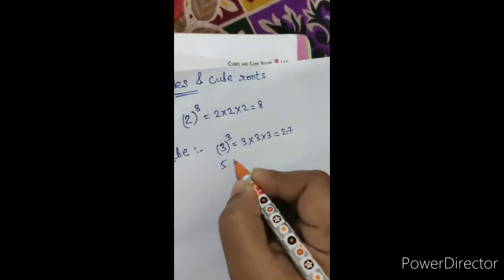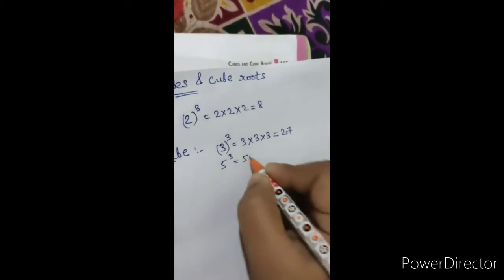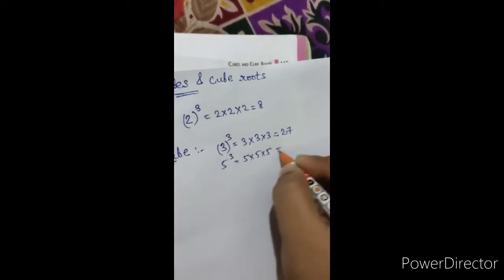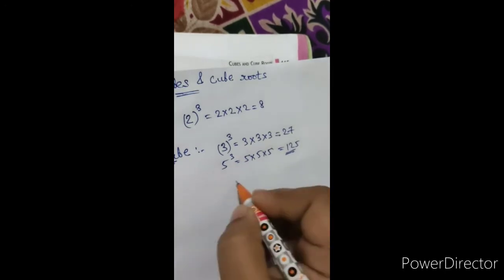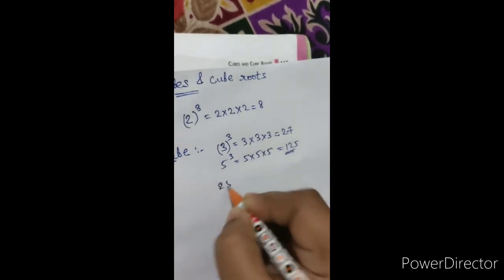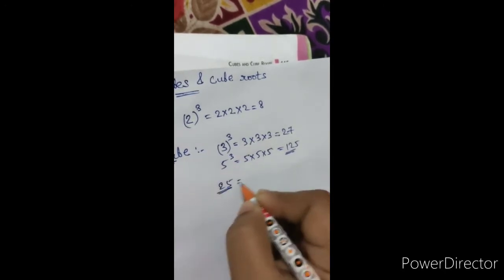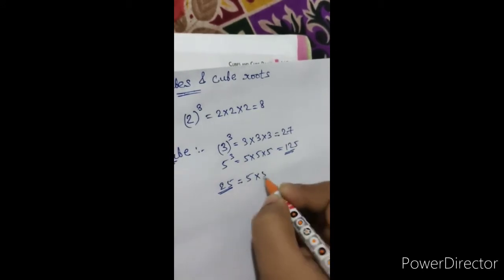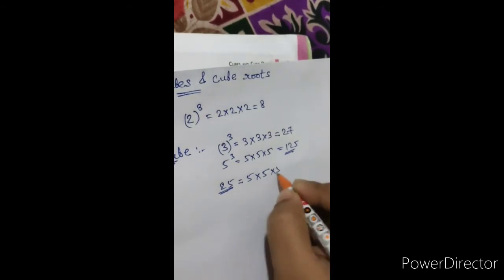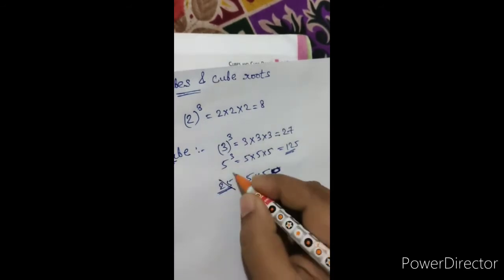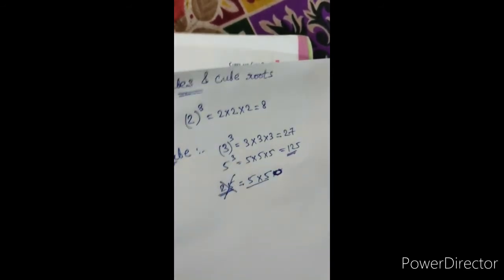Take another example, the cube of 5. 5 into 5 into 5 is equal to 125. So we can say that 125 is a perfect cube. Is 25 a perfect cube? First of all, find the factors. 5 into 5. No, 25 is not a perfect cube because one 5 is missing, which means it can't make a group of 3. So we can say that 25 is not a perfect cube.